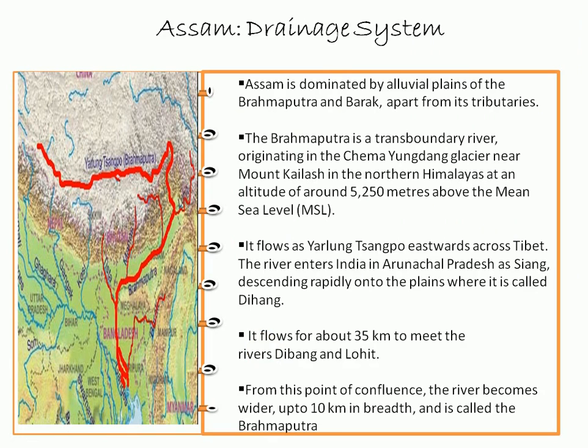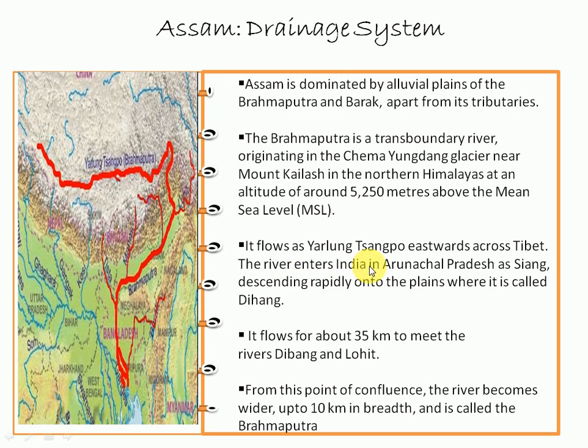Assam drainage system. Assam is dominated by alluvial plains of the Brahmaputra and Barak. Apart from its tributaries, the Brahmaputra is a transboundary river. Transboundary means it is an international river, sharing an international boundary. It originates in the Chema Yungdung Glacier near Mount Kailas in the northern Himalaya at an altitude of 5250 meters above the mean sea level. You can see this is the location of the origin place.